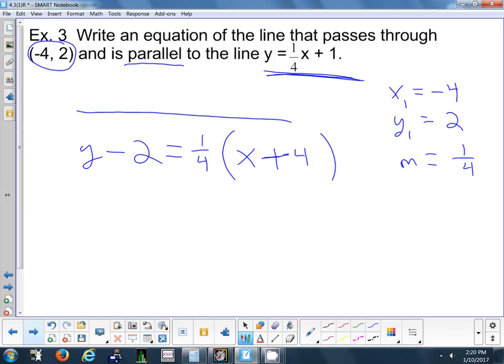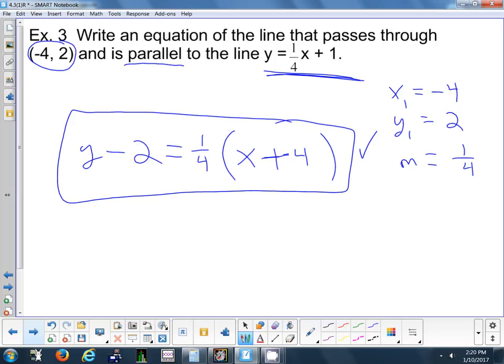And that is the final answer. What form is that in? Point slope. What's the name of the other one? Slope intercept. I'm not going to do slope intercept this time because now you've got a fraction. The answer would be a little messy. So we're not going to do it. Okay. Any question on that one?